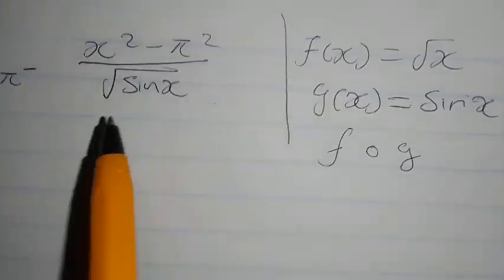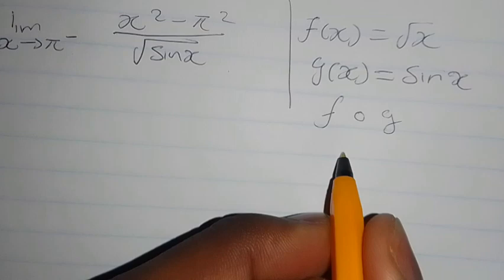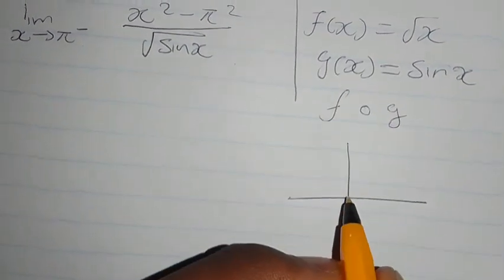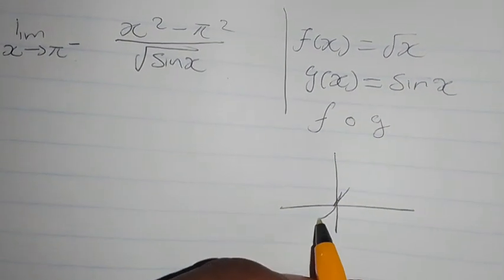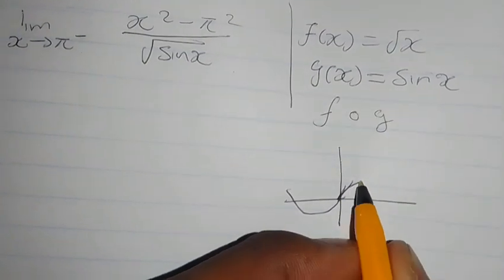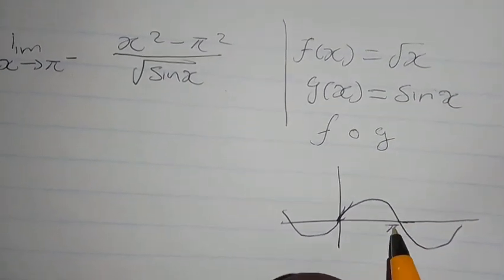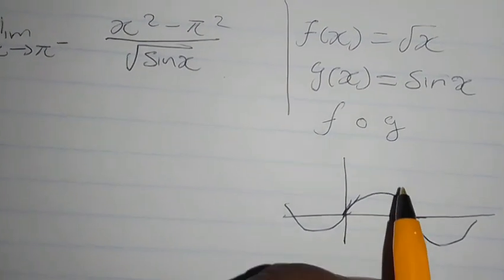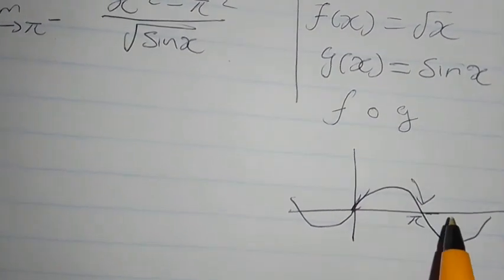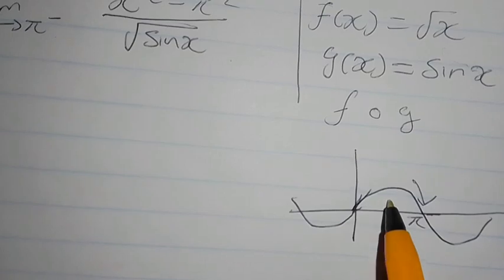And now if you consider the function sine x, it's basically going to look something like this. It's a wave-like function. So you'll have pi there. And now notice that when you approach pi from the left, basically you're moving from the left because of this one. So I'm moving from the left.